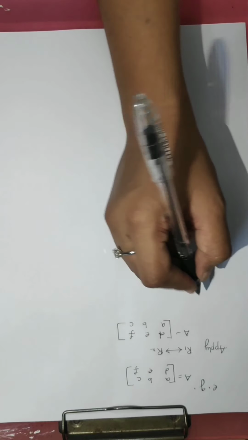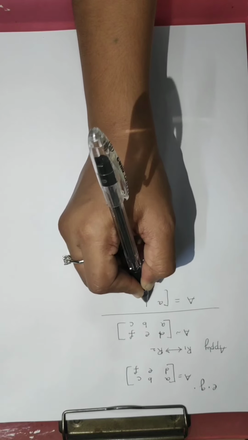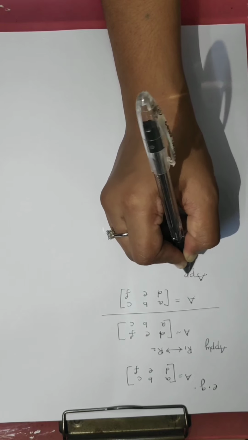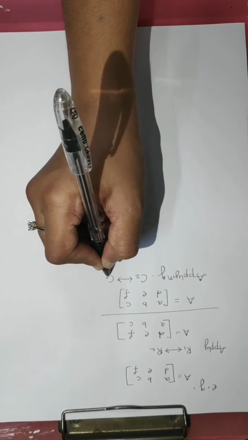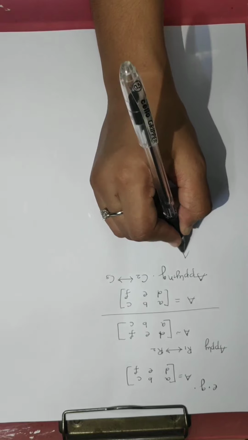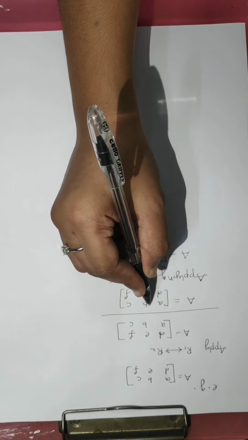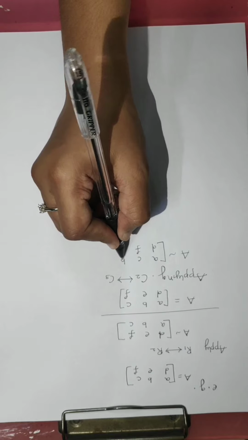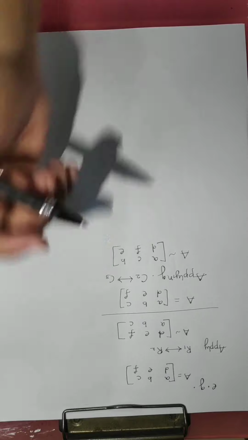Now similarly we see interchange of any two columns. Suppose again this is matrix A, with elements A, B, C, D, E, F. So we are applying C2 interchanges with C3. That means what we want? Column 2 and column 3 to be interchanged. So column 1 will be as it is. Now in the place of column 2 we will write column 3 and in the place of column 3 we will write the elements of column 2. So this is interchange of rows and this is interchange of columns.